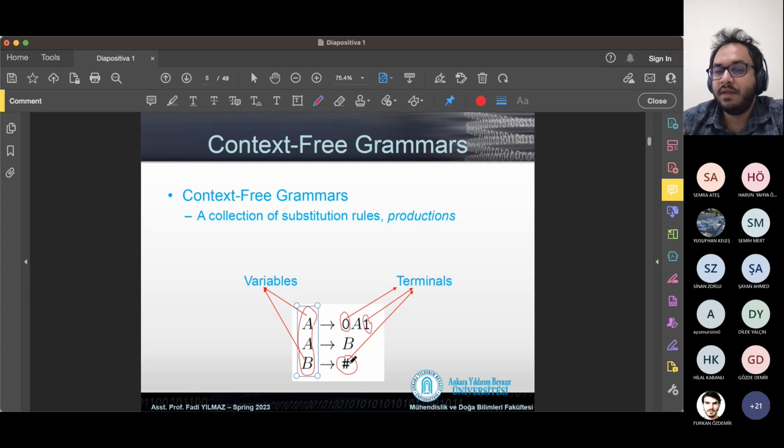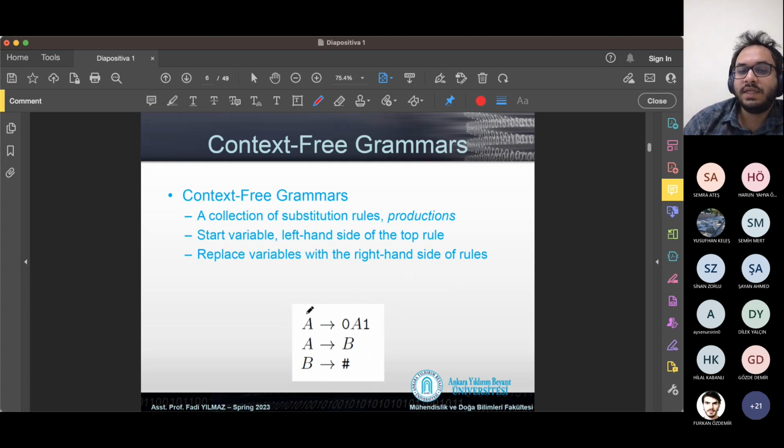You can think of 0, 1, and the pound key as the alphabet letters. These are our terminals, and they are basically our alphabet. The A and B are just variables, which we use to represent the context-free grammar. This A in the top left corner is also called the start variable.